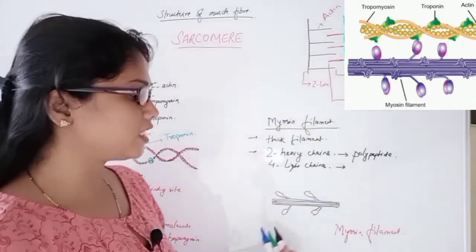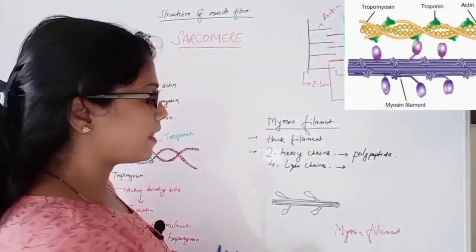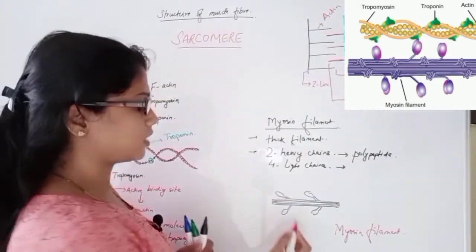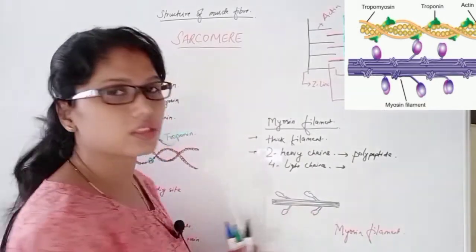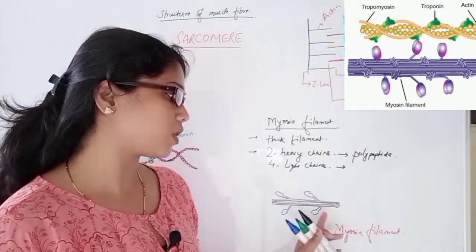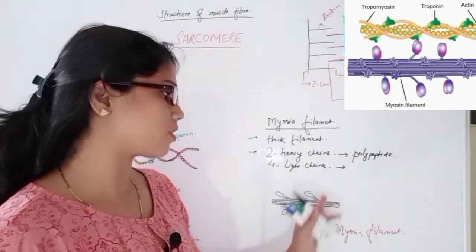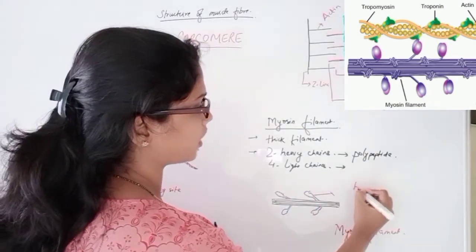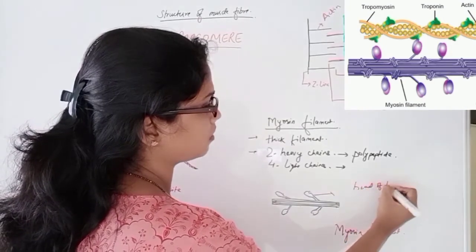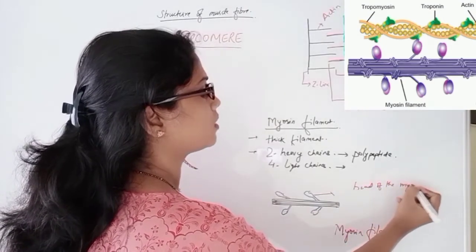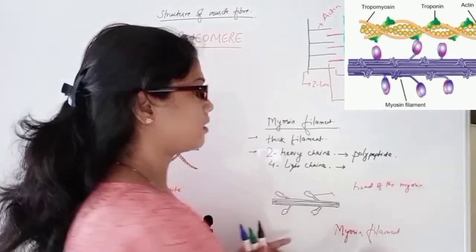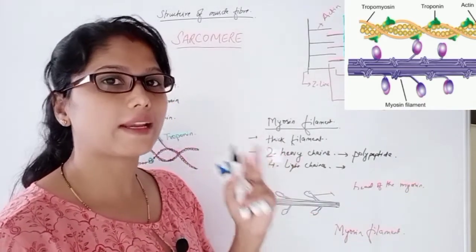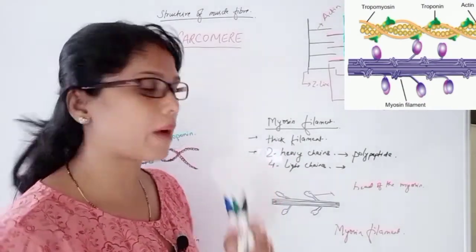And the myosin consists of lateral projections. These are called the head of the myosin. Can you see this lateral projection coming out from the myosin molecule here? These are the lateral projections, also called the head of the myosin, and this head of the myosin consists of two attachment sites, or two binding sites.